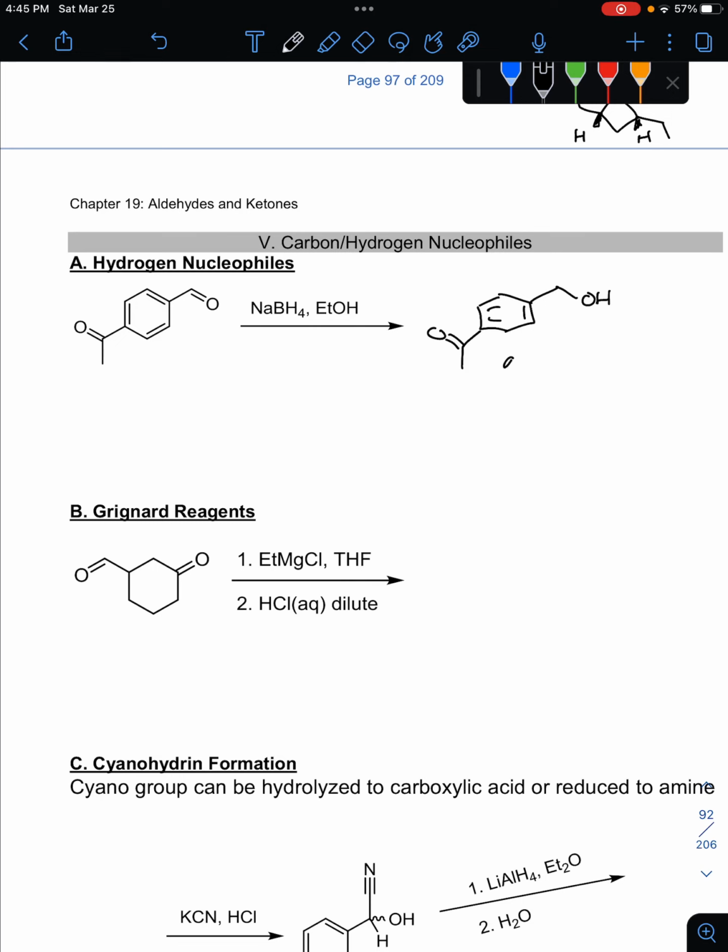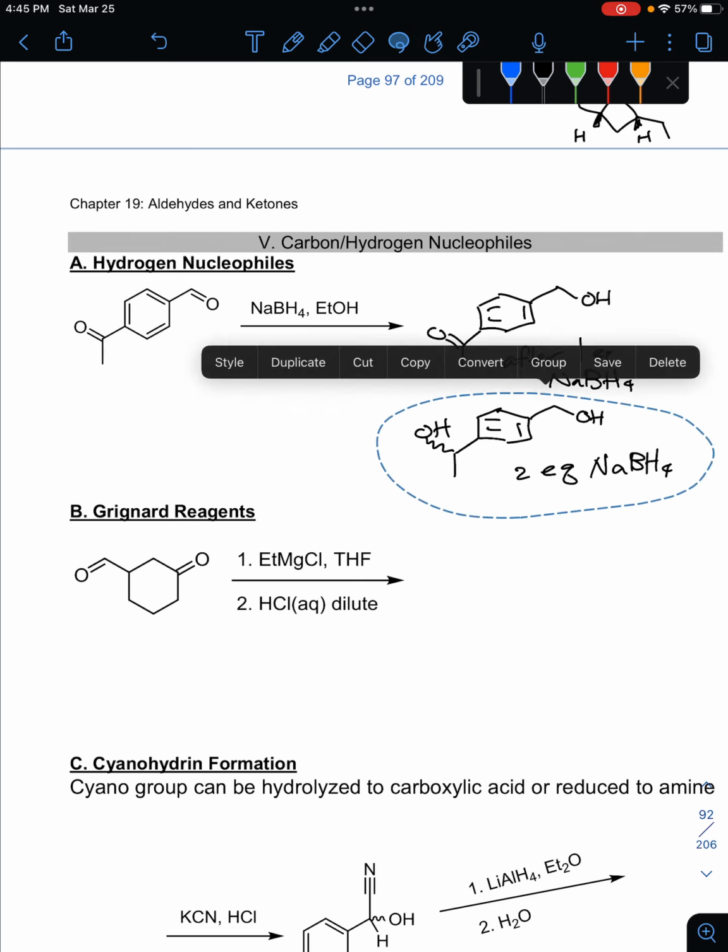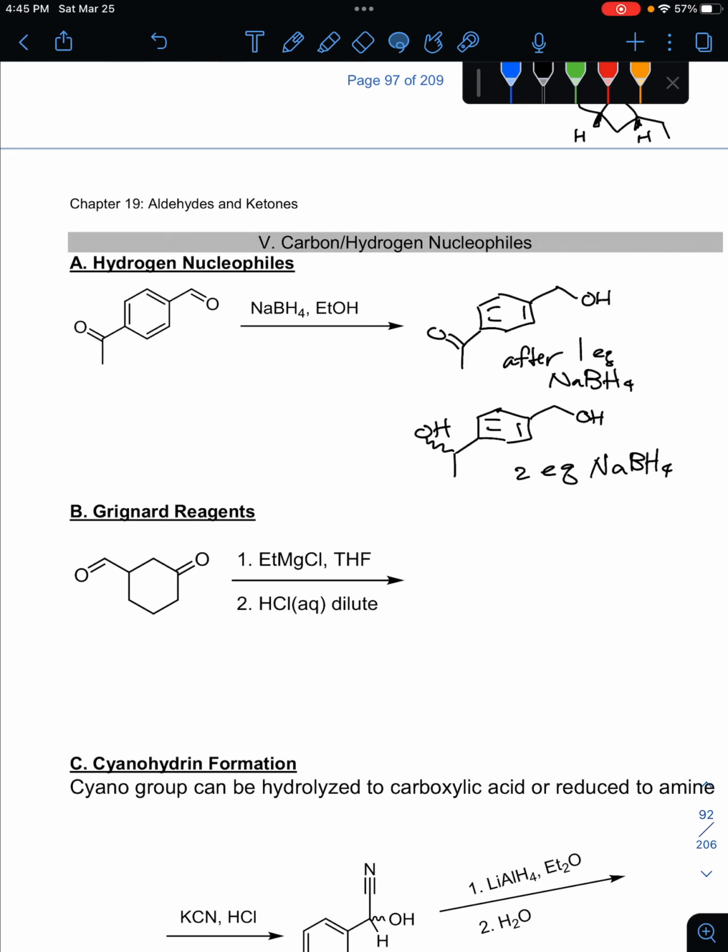So this is after one equivalent of sodium borohydride reacts. If there's an excess amount of sodium borohydride, then you would end up with this racemic dialcohol. Right, so that's the only thing we wanted to think about there.